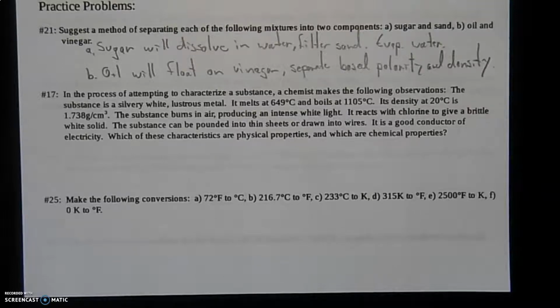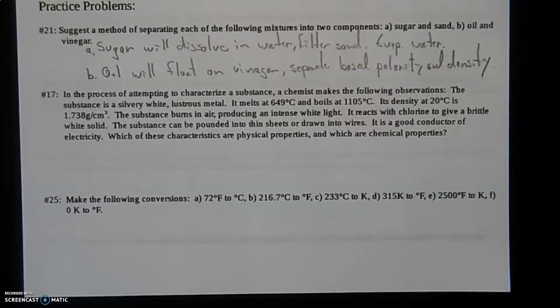It reacts with chlorine to give a brittle, solid substance. The substance can be pounded into thin sheets and drawn into wire. It's a good conductor of electricity. Which of these characteristics that we listed above are physical characteristics and which ones are chemical? All right, so the way we want to think about this is physical characteristics are ones that we can observe, we can test them, and it doesn't change what the substance actually is.